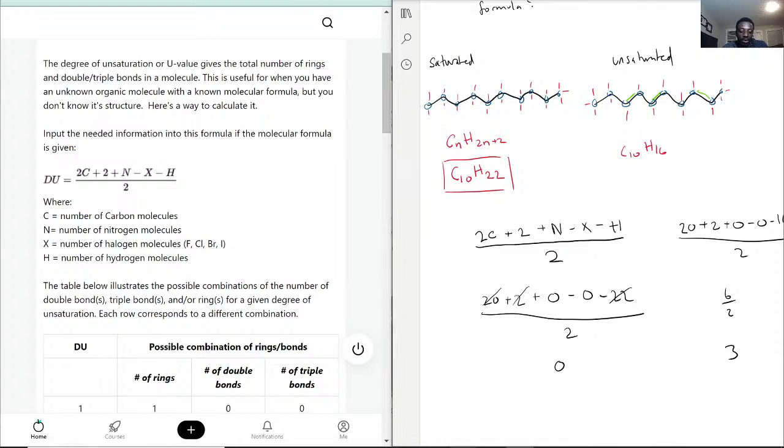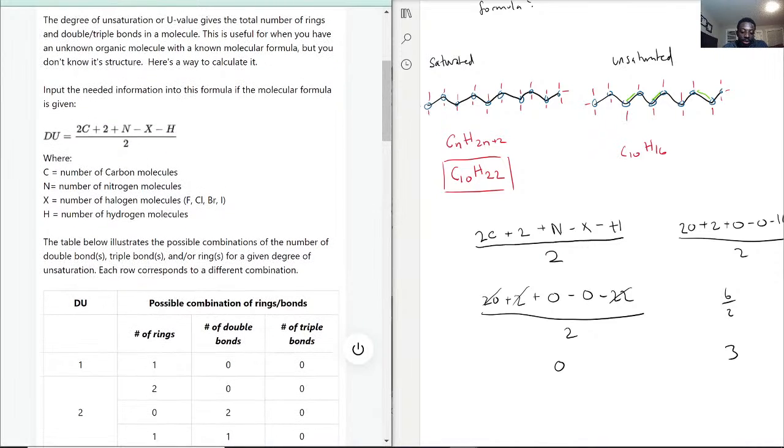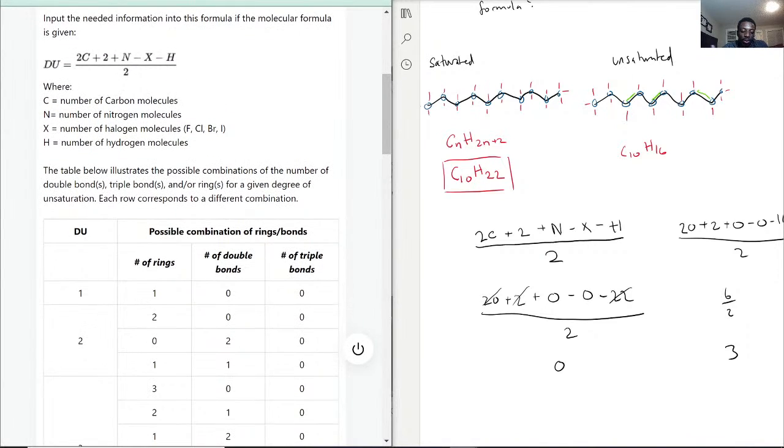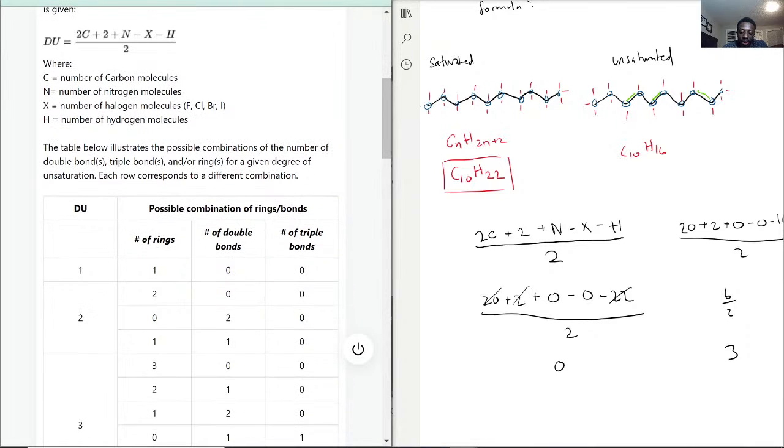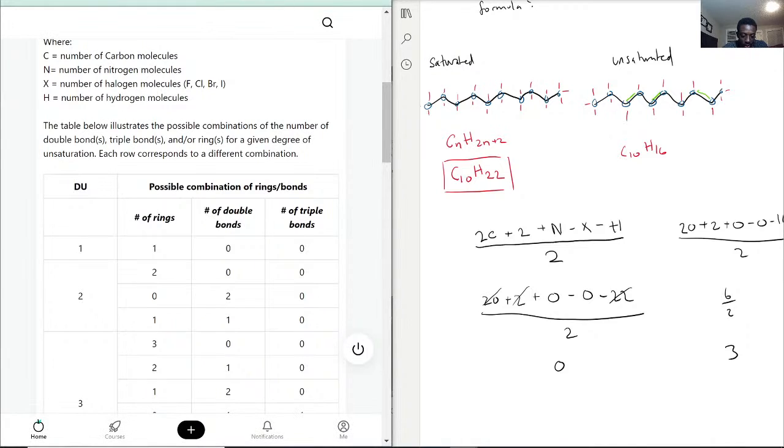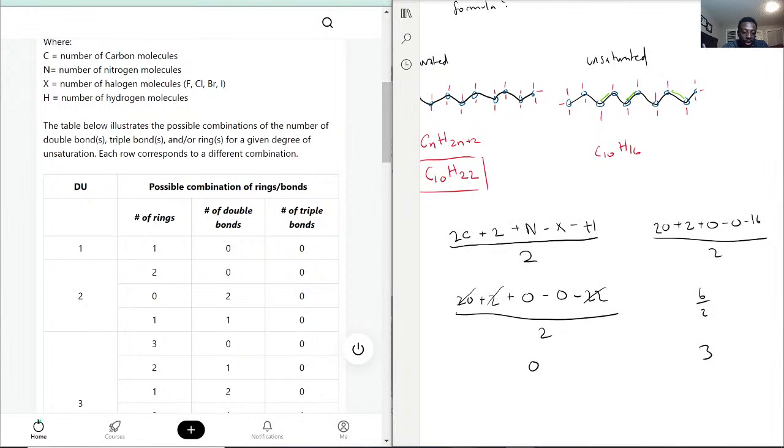In fact, we'll actually look at this table here. When there's only 1 degree of unsaturation, that's a very rare case. Actually this is an interesting thing, because 1 degree of unsaturation could also mean that it has 1 double bond.